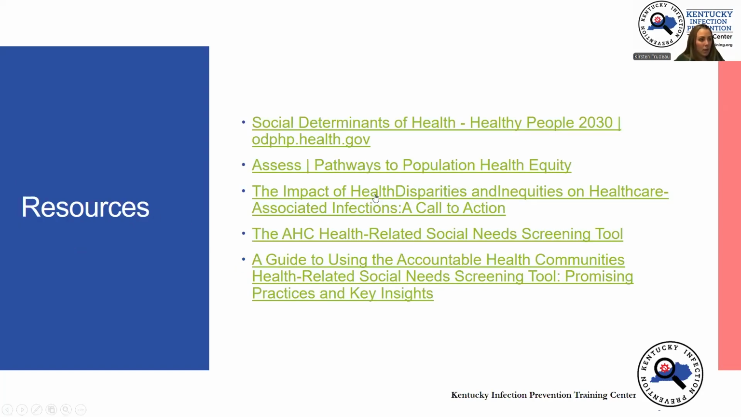And these are just some great resources. We talked about the Healthy People 2030. There's Pathways to Population Health Equity. The Impact of Health Disparities and Inequities on HAI is a Call to Action. That is the APIC white paper. This is the AHC Health-Related Social Needs Screening Tool. And then a guide to using the Accountable Health Communities Health-Related Social Needs Screening Tool, promising practices and key insights that goes along with it.